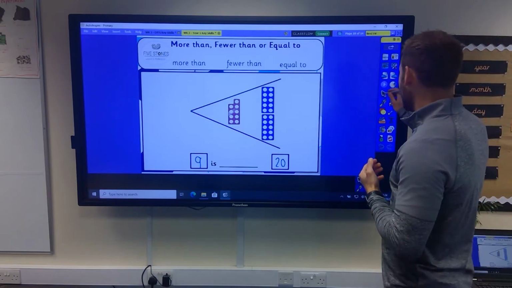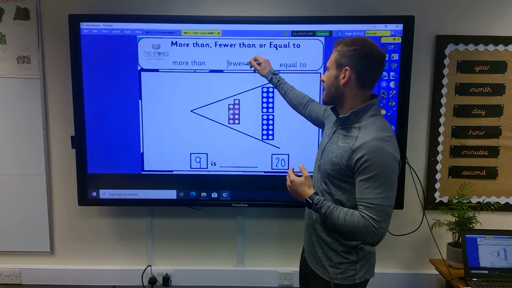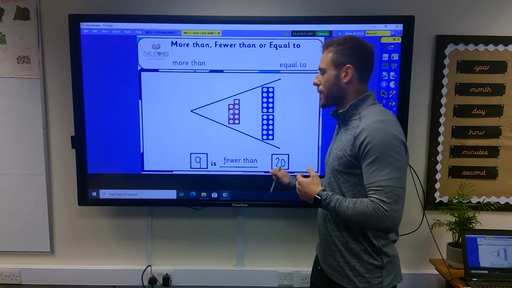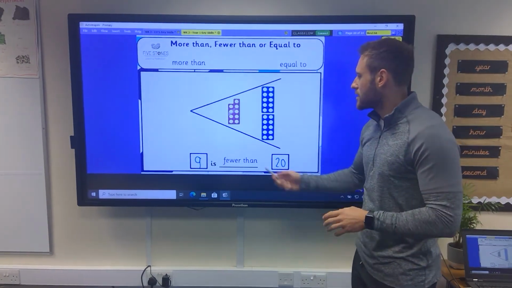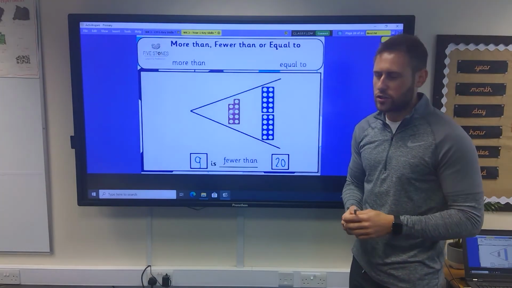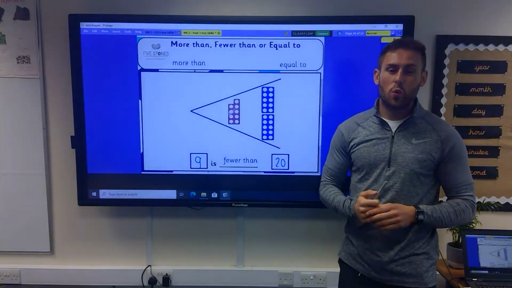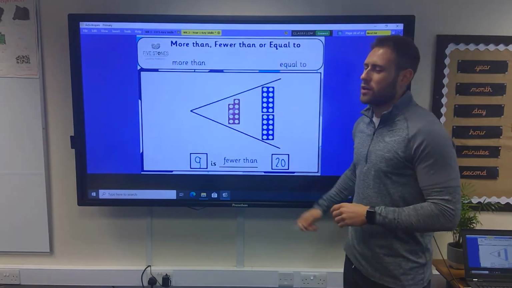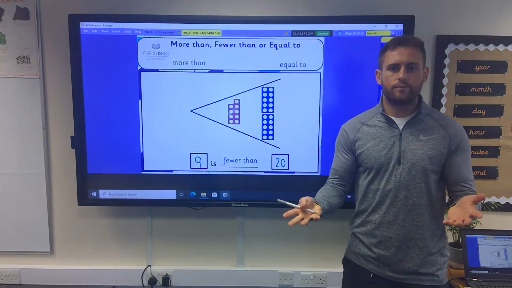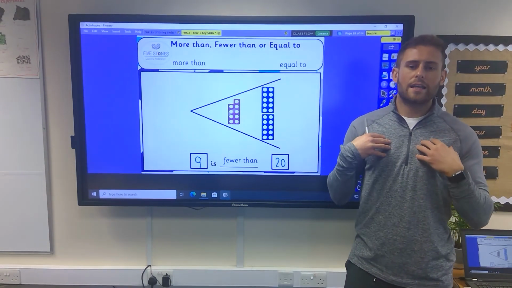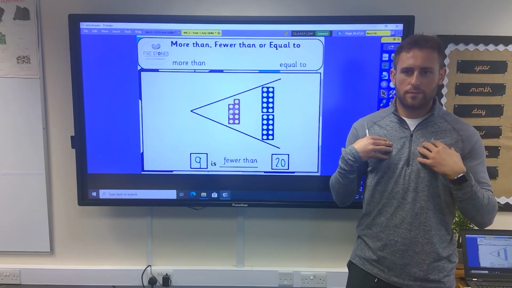So yes, you are right. 9 is fewer than 20. So we only have 9 holes in our Numicon shape in comparison to our 20 in these two Numicon shapes. So 9 is fewer than 20.